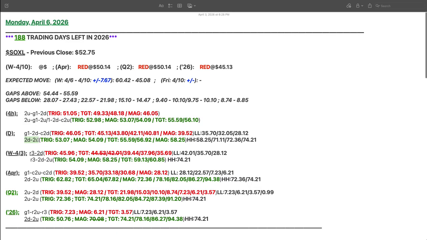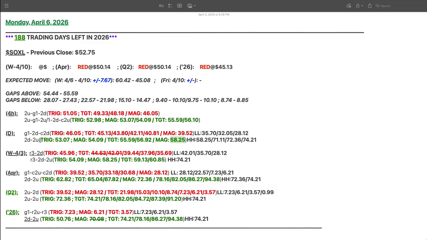On the other side, if we go 2 down, 2 up, if we go to the upside, that will trigger. Remember we had that failed 2 down on Thursday. It was 2 down, but it was a fully green candle. So that would trigger at 53.07 and have a magnitude up there at 54.09. Should we get to that 54.09, again, we've got the gap close as an extended target.